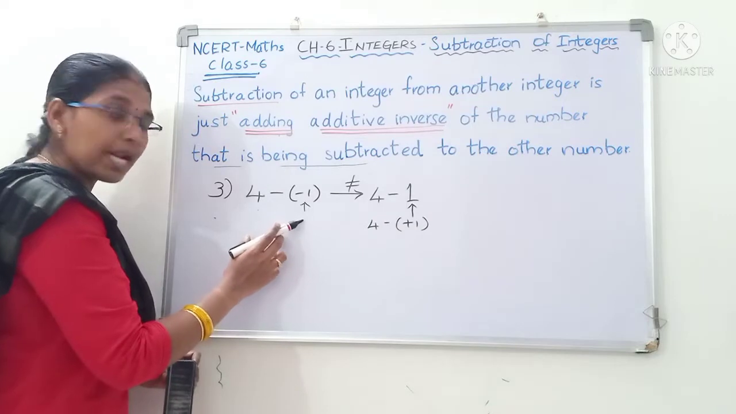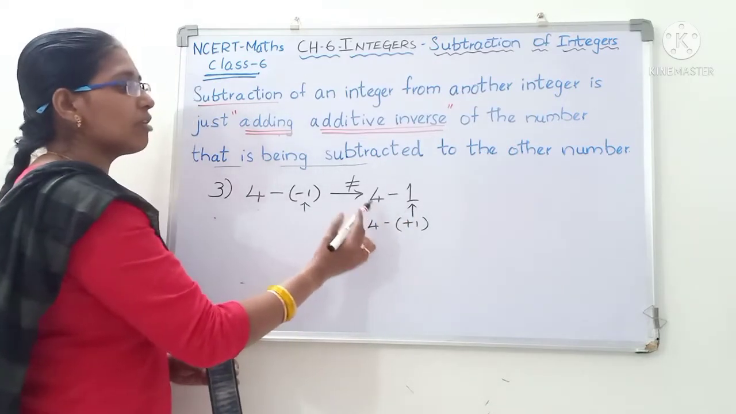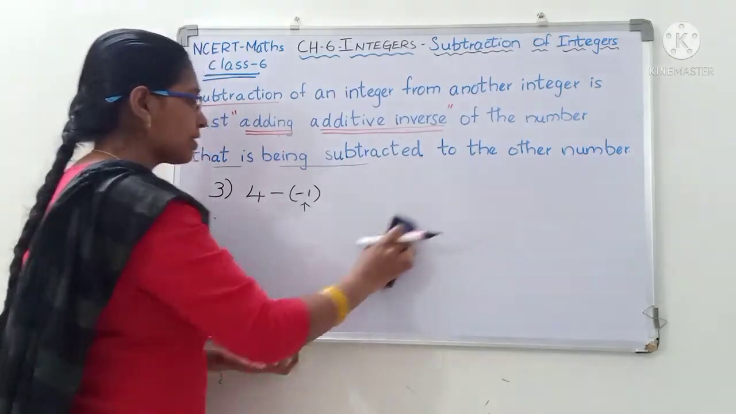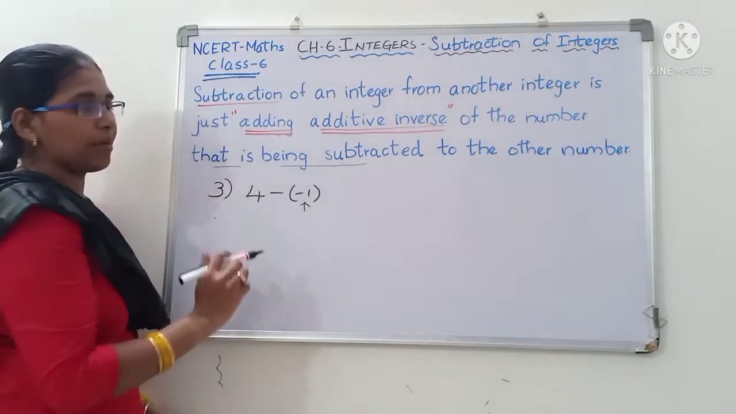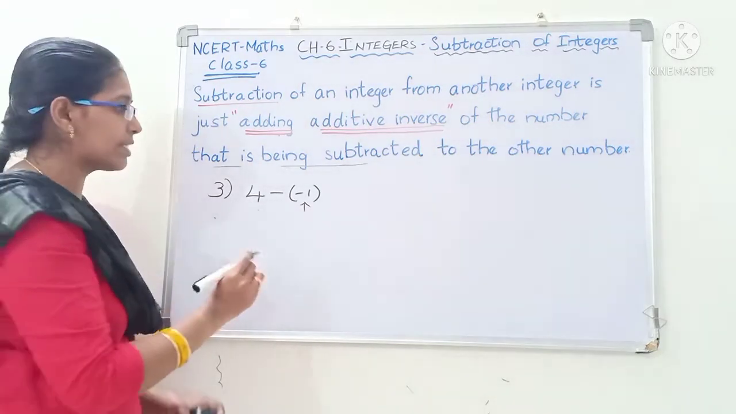Okay. Here we are subtracting minus 1 from 4. Here we are subtracting plus 1 from 4. So observe the question properly. Now let's solve this. How to do subtraction? They are asking to subtract minus 1 from 4. How do you do this?